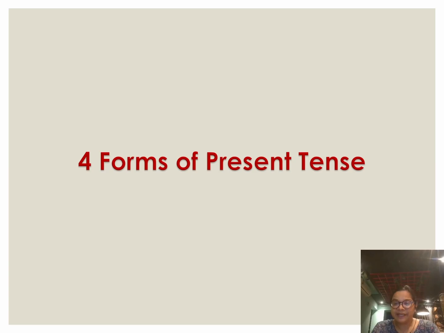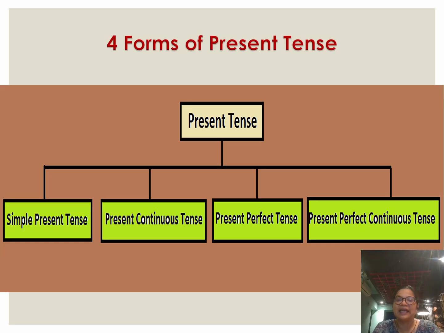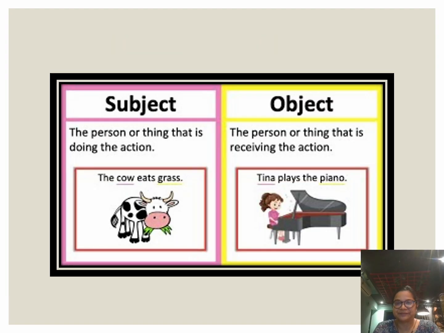So when we discuss that there are three types of tenses, first we will discuss present tense. And in present tense, we will discuss the four forms of present tense. Now, what are those four forms? As you can see, in present tense we have four forms called simple present tense, present continuous tense, which is also known as present progressive, then present perfect tense, and present perfect continuous tense.